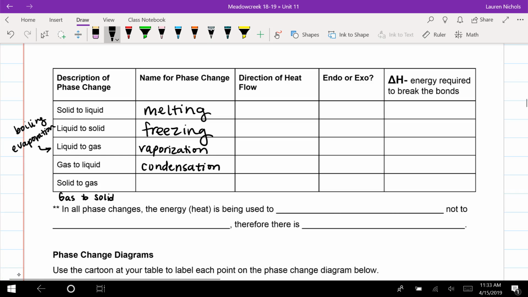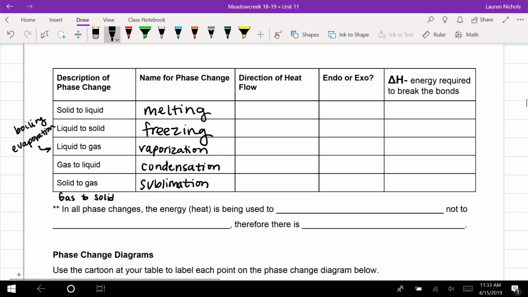When you change directly from a solid to a gas and you skip the liquid phase, that is called sublimation. We looked at dry ice in class, and you saw that when dry ice, which is solid carbon dioxide, was on the counter, you could see smoke coming off of it. That was the dry ice going directly from the solid to the gas phase. It was not getting liquid everywhere.